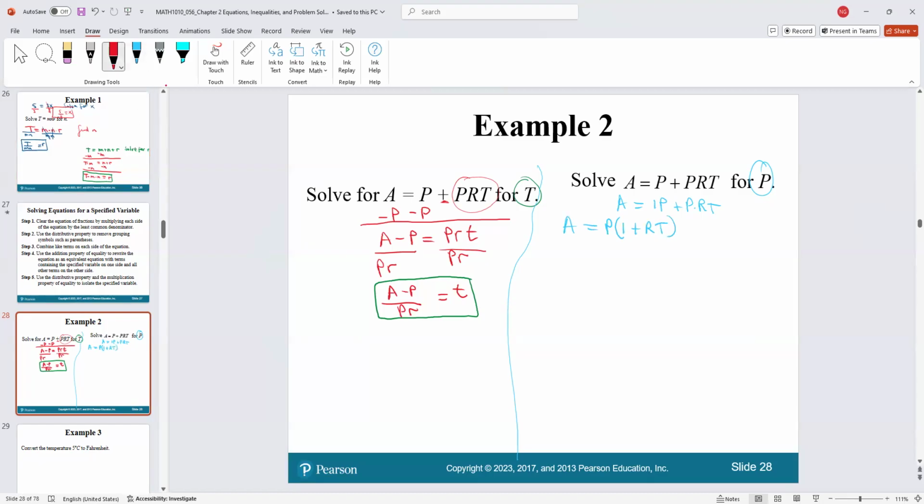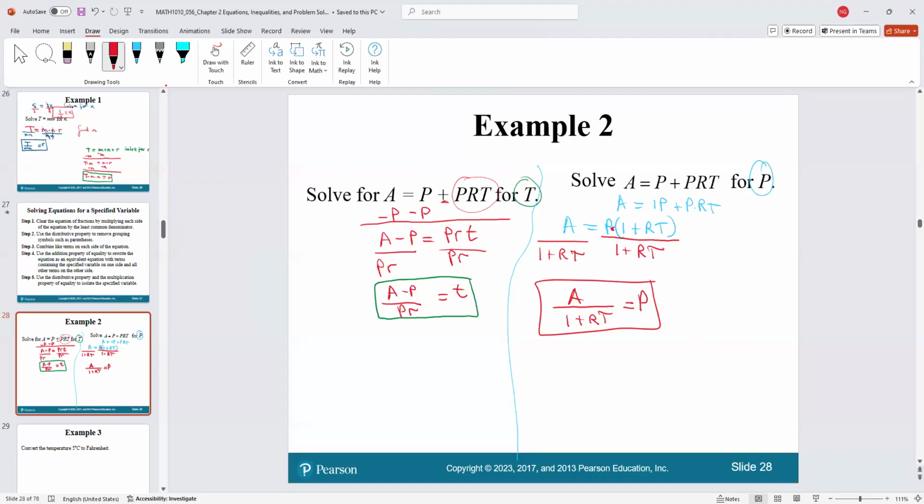The product we have is P times something inside of the parentheses, all right? So I'm not looking for 1 plus RT. I'm looking on the right and seeing two factors. I have P times another factor. In order to obtain P, I need to divide both sides by the factor you see with P. So I divide both sides by 1 plus RT. So what is P then? P would be A over 1 plus RT.